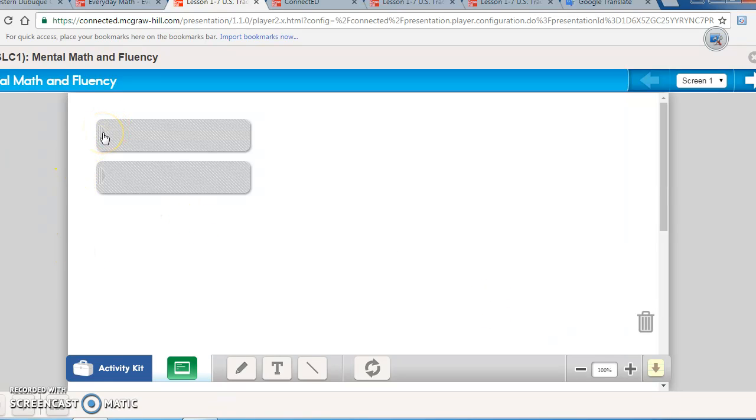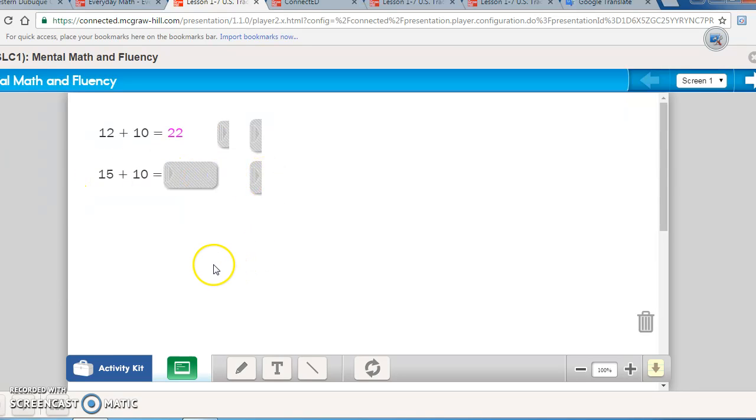Number 1, all we're doing is simply adding. 12 plus 10, 22. 15 plus 10, 25.